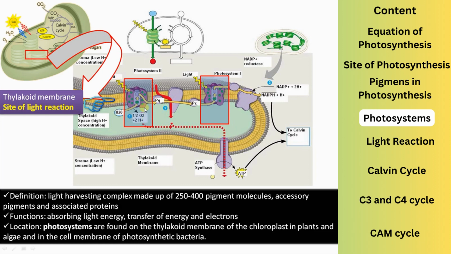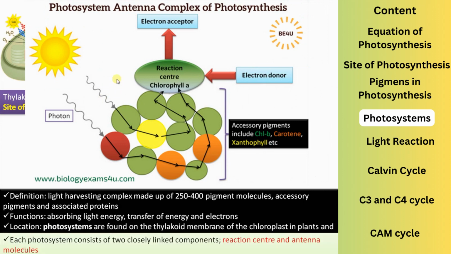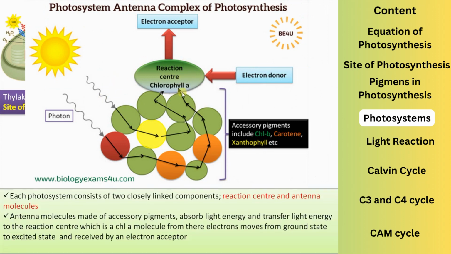Let us zoom in on this region. Each photosystem consists of two closely linked components, that is a reaction center chlorophyll A molecule and accessory pigments, which are called antennae molecules. Auxiliary pigments include chlorophyll B, carotene, xanthophyll, etc. What is happening is that the energy of sunlight or photons is received by these auxiliary pigments. These auxiliary pigments transfer this energy to the adjacent pigment molecules by means of resonance transfer, which is a kind of vibratory transfer mechanism.